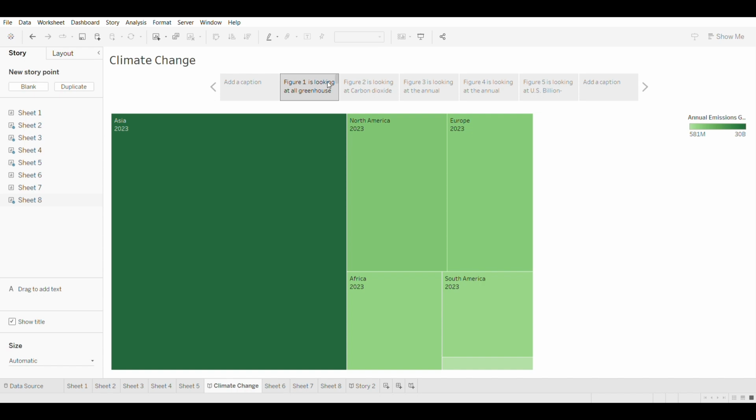Figure 1 is looking at all greenhouse gases by continent for the year 2023, and that's just to see that Asia produces the most with over 29 billion kilotons, and I'll show you produces the least with 580 million kilotons.